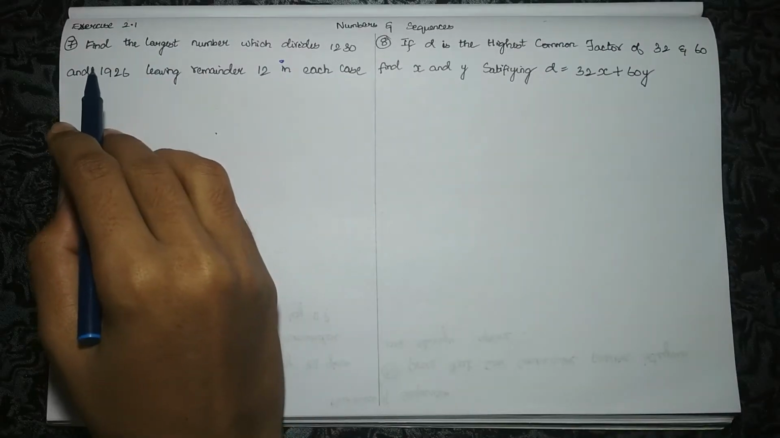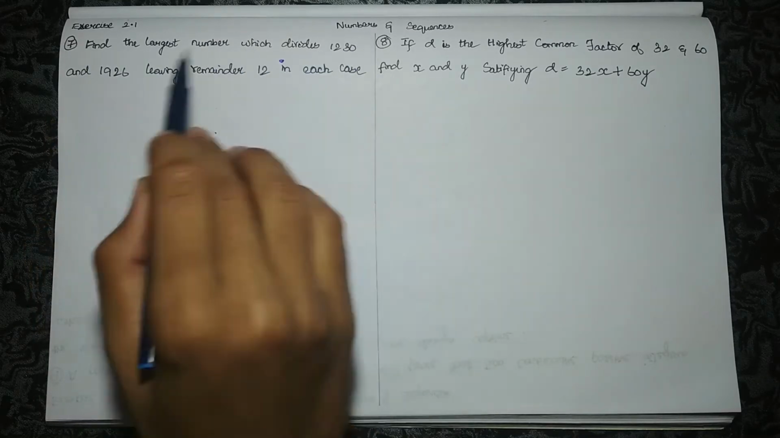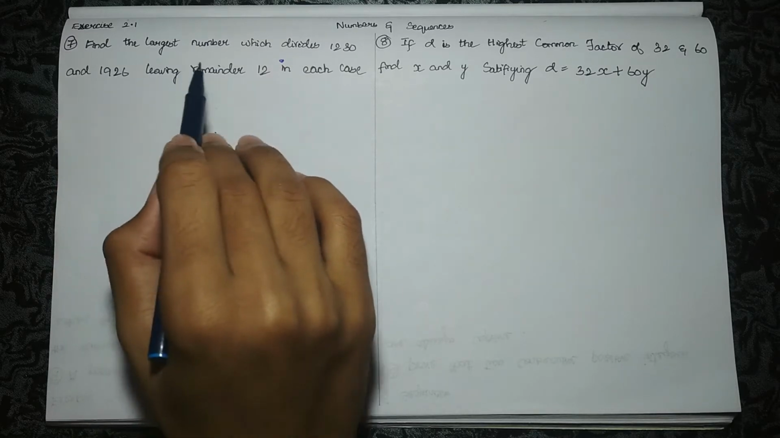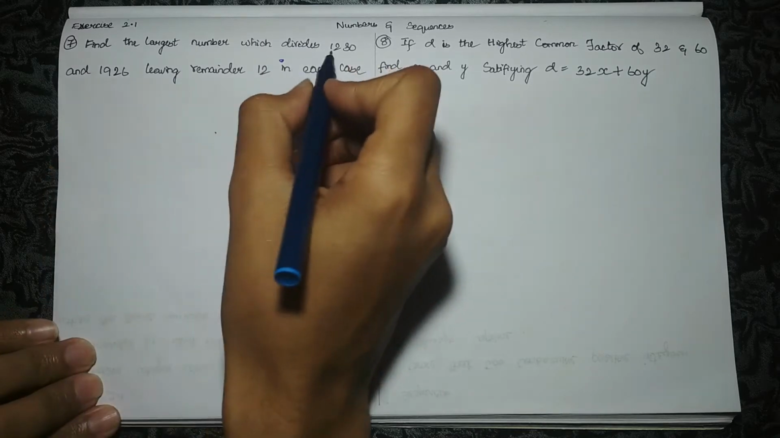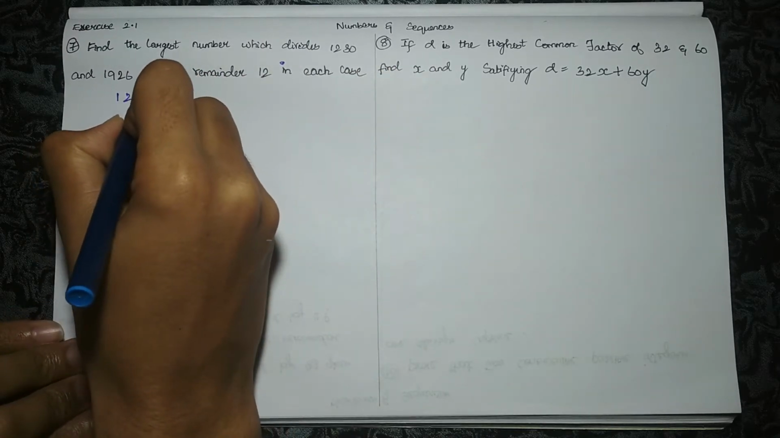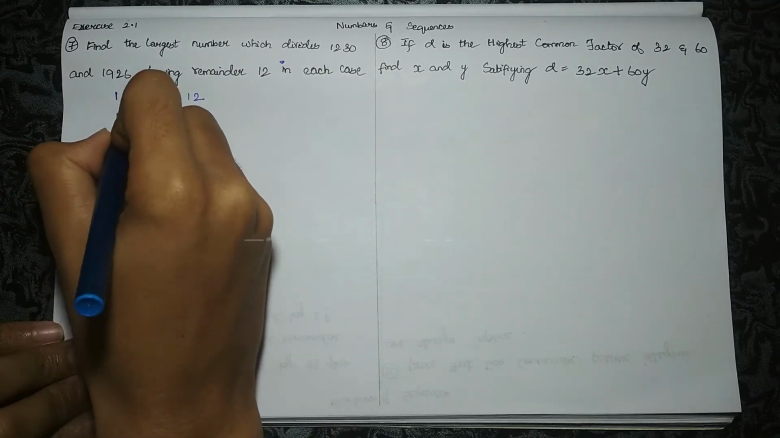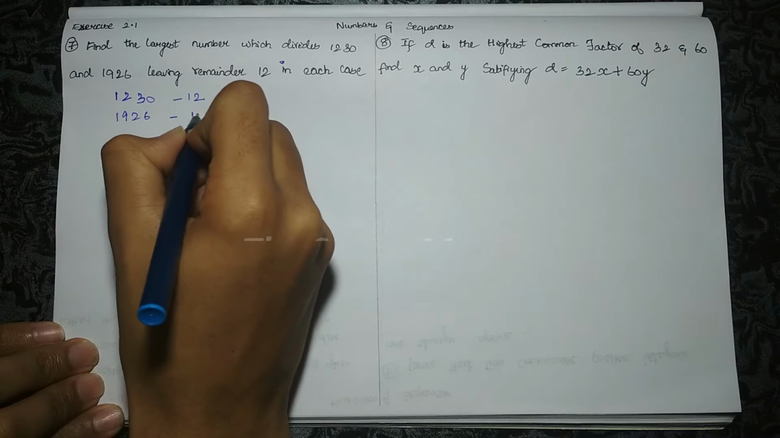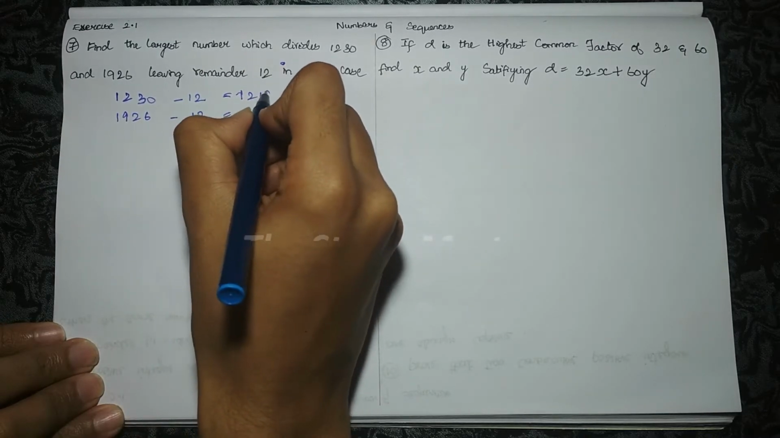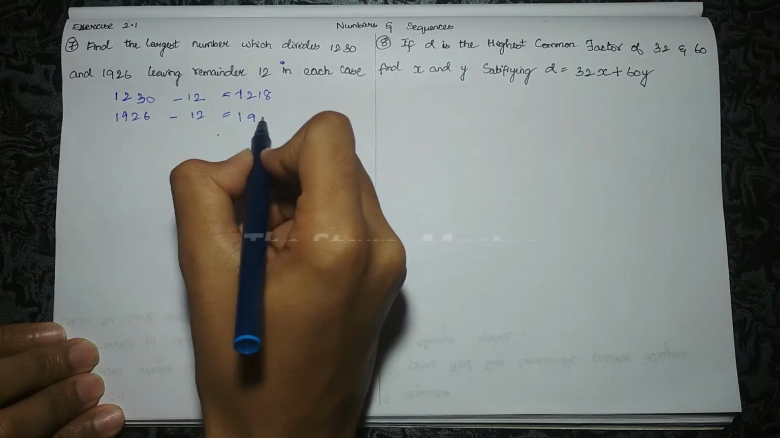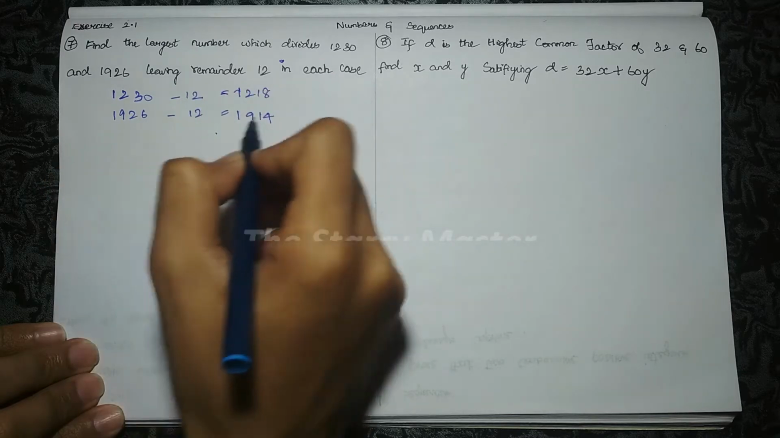In the seventh problem: find the largest number which divides 1230 and 1926, leaving the remainder 12 in each case. So we have to take these two values, 1230 minus the remainder 12, and 1926 minus 12. We will get the answers 1218 and 1914. Because the remainder is 12, we reduce 12 on both sides.